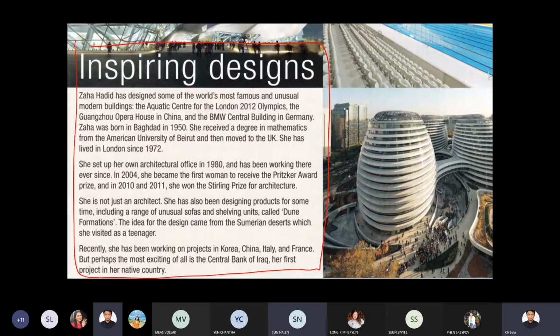In 2004, she became the first woman to receive the Pritzker Prize, and in 2011, she won the Stirling Prize for Architecture. She is not just an architect, she has also been designing products for some time, including a range of unusual sofas and shelving units called dome formations. The idea for the design comes from the Sumerian desert, which she visited as a teenager. Recently, she has been working on projects in Korea, China, Italy, and France. But perhaps the most exciting of all is the Central Bank of Iraq, her first project in her native country.